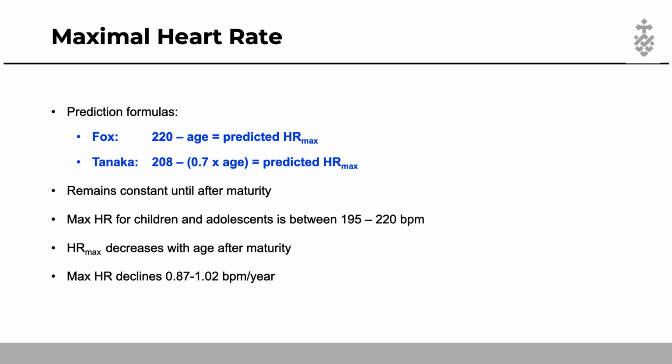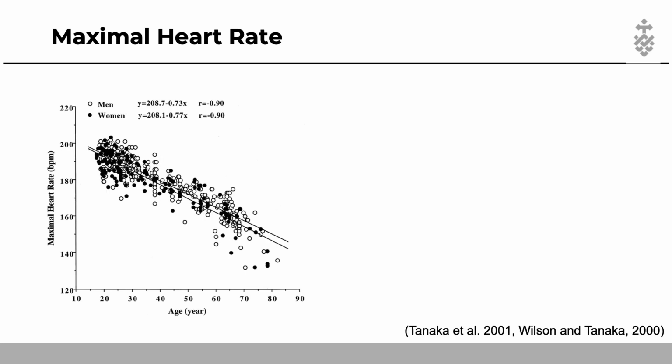So maximal heart rate declines at approximately 0.87 to 1.02 beats per minute per year of age, right? And interestingly, this rate of decline isn't affected by gender or training status. So we'll see that here. What I mean by this is that the decline is inevitable for both men and women. It doesn't really matter whether you're a man, whether you're a woman, whether you're endurance trained or you're sedentary.